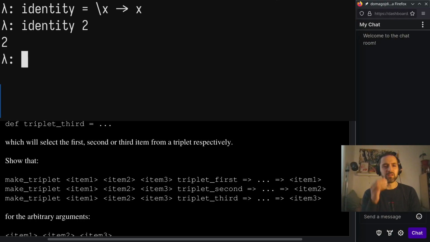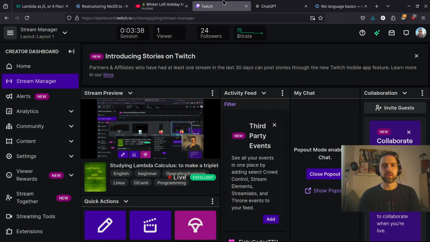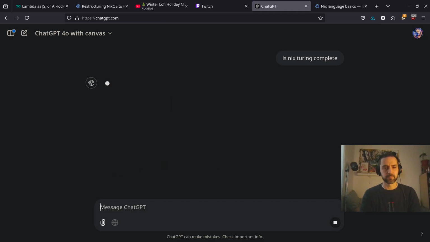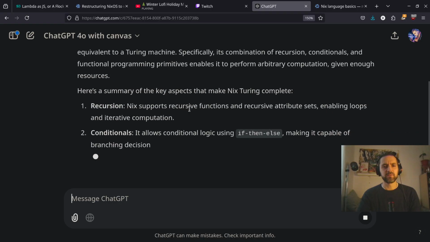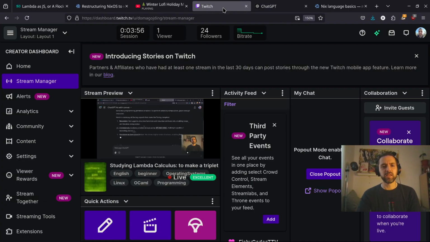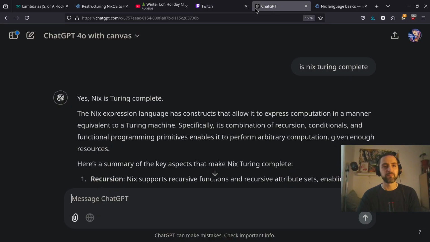I don't know how far you can use it because they say Nix is not Turing complete. Or it is. I'm not sure about that. Is Nix Turing complete? I'm not sure. I think it's a yes, it's complete. But who was saying that it's not? I read something about it. Okay, so you can basically use, how did I name this stream actually? Studying Lambda Calculus to make a triplet. Okay, to make a triplet, right.